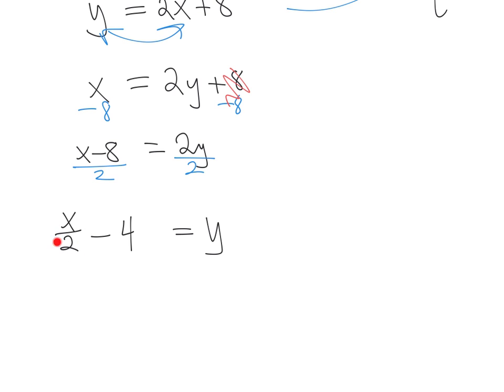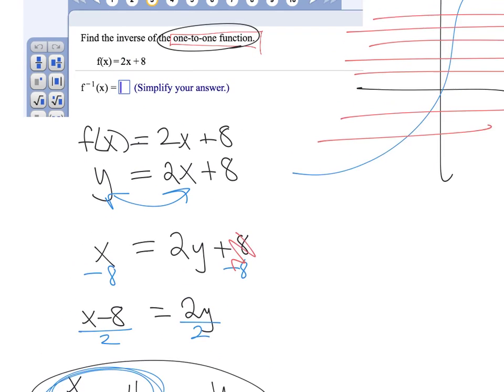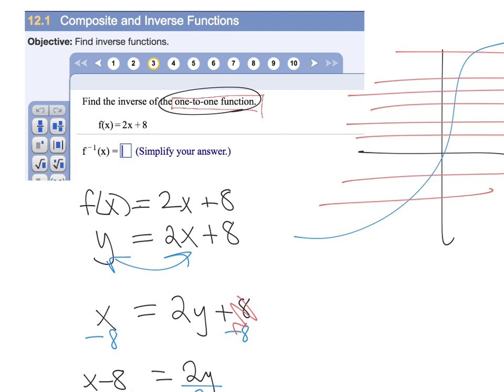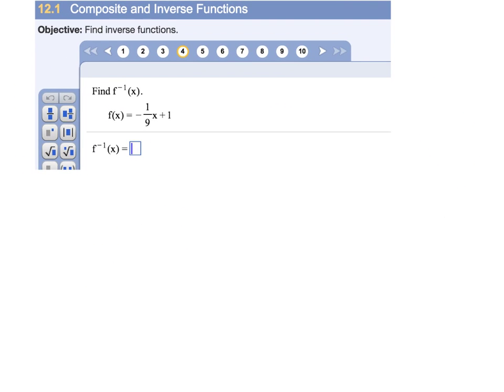And if we wanted to, we could rewrite this as 1/2 x minus 4 is equal to y. And either of these will work. And it's this portion right here that you're going to enter into your answer for MyMathLab. All right, more of the same. It's just looking a little complicated, but it's not really. It's just the exact same process.